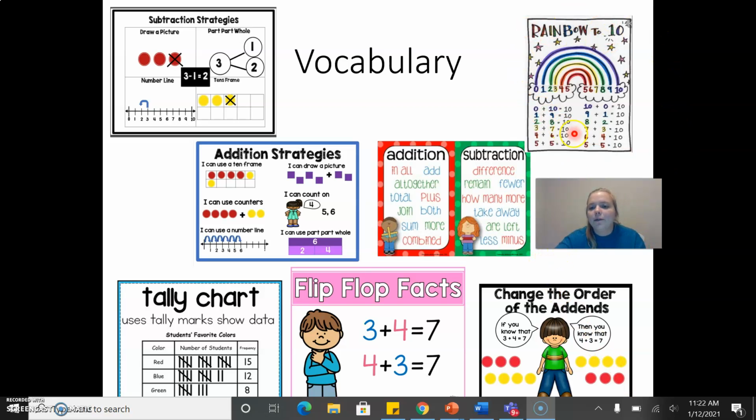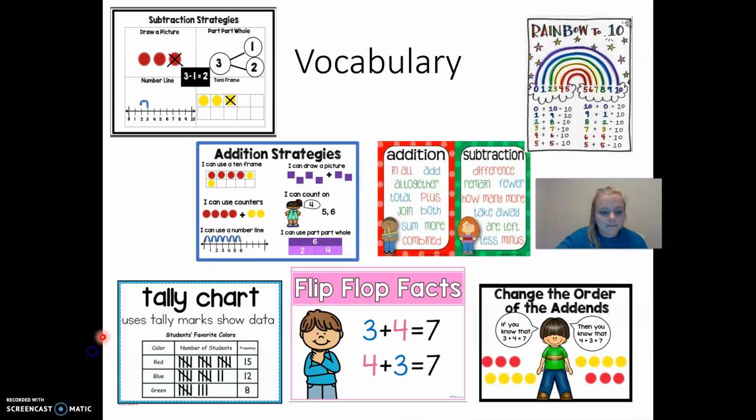And then up here we have our rainbow to 10. So this week we're going to be talking about using addition facts to 10 to help us add 3 numbers and higher numbers. These are some facts that we need to start to memorize. Remember, memorize is when you just know it. You don't have to think too hard about it. So these are all of our facts to 10. All right, let's get started.